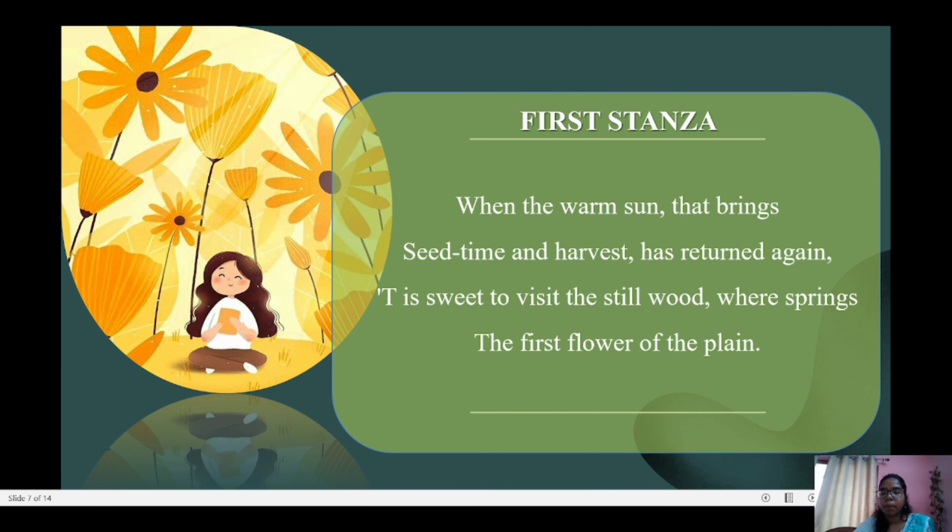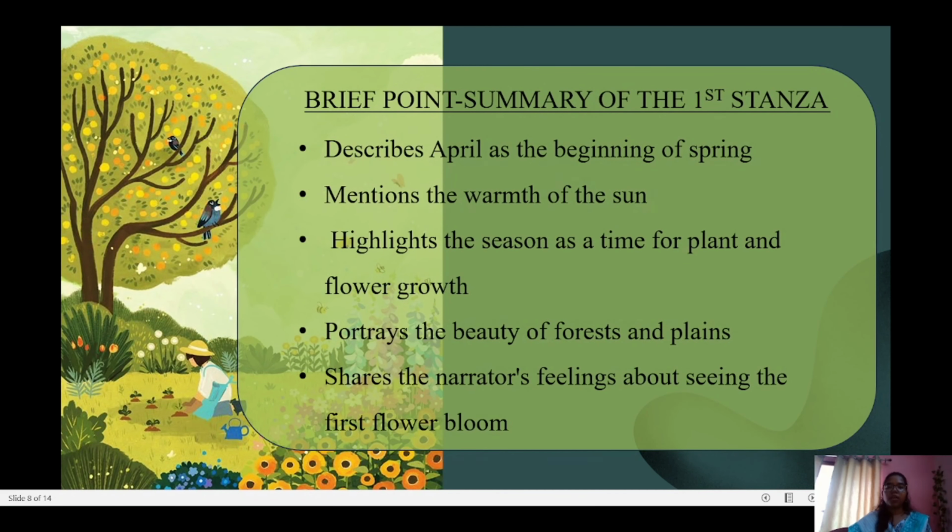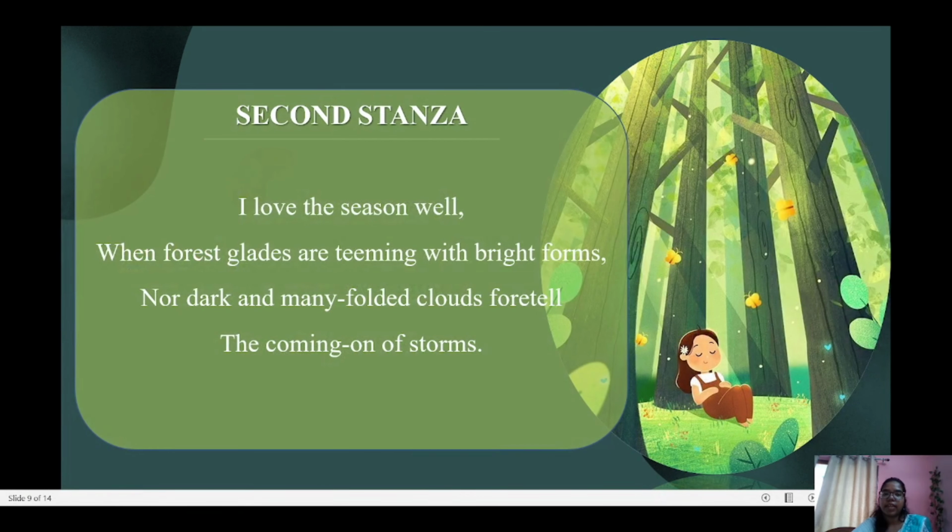Now let's have a look at the point summary of the first stanza. It describes April as the beginning of spring, mentions the warmth of the sun, highlights the season as a time for plant and flower growth, as we have already seen it's talking about the seed time and harvest, portrays the beauty of forests and plains, and shares the narrator's feelings about seeing the first flower bloom. So these are all the key facts you need to remember about the first stanza. Okay, now we will move on to the second stanza.